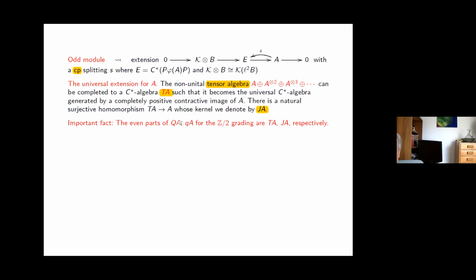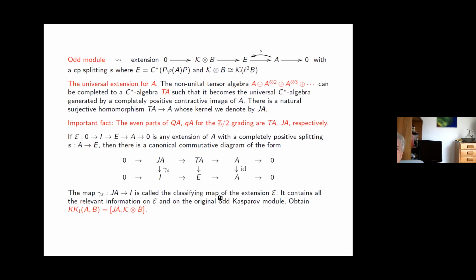And this is compatible with the C-star algebra completions. Okay, so now let's see why this extension gives us a universal extension. Consider any extension E of A which has a completely positive splitting. I claim there's a commutative diagram, just as before for the universal quasi-homomorphism. So we compare the given extension with the universal extension.